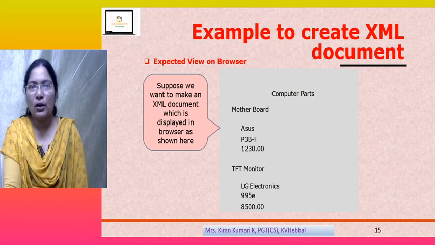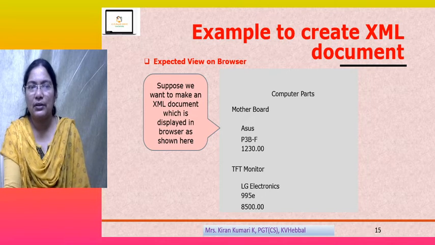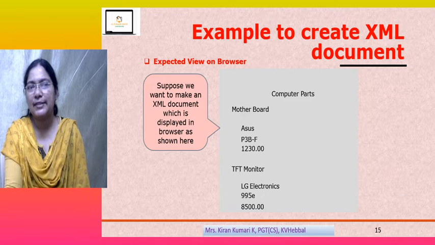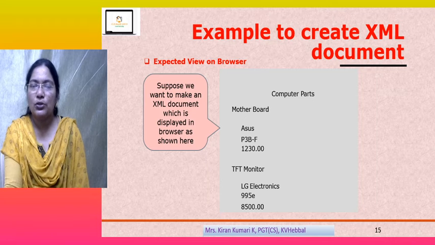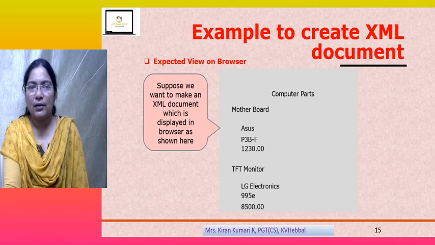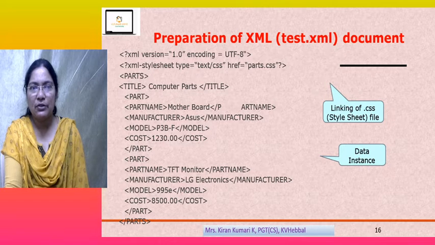Suppose we want to get an output like this: computer parts is the title, then motherboard is the paragraph title, then whatever the motherboards are, and then the TFT monitor. This is the expected view on the browser. So how do we create the XML document? The first tag we write is XML version 1.0, encoding UTF-8. I hope this much is clear.